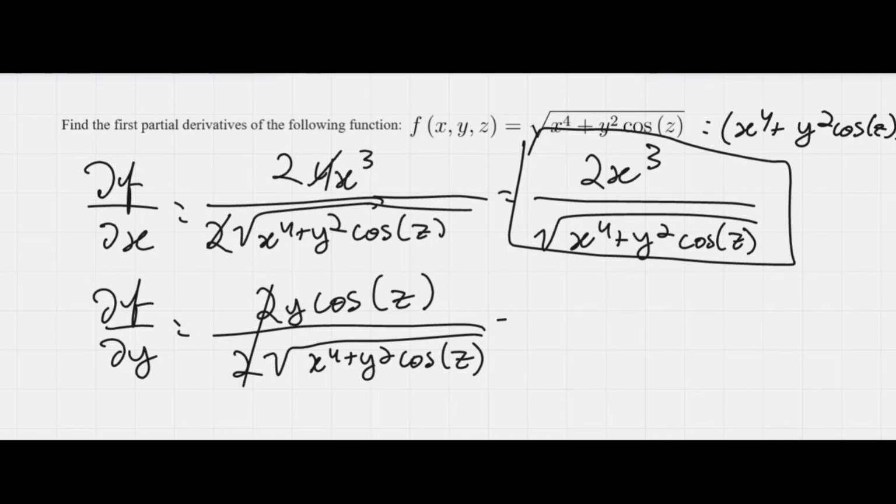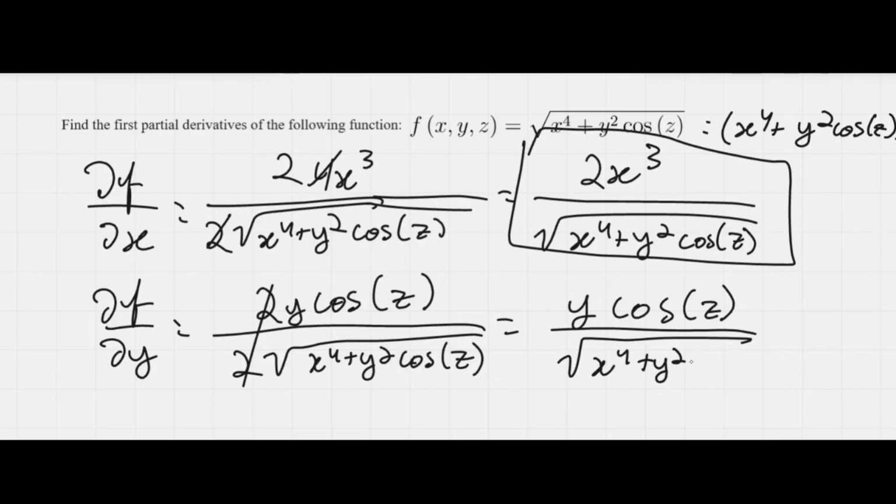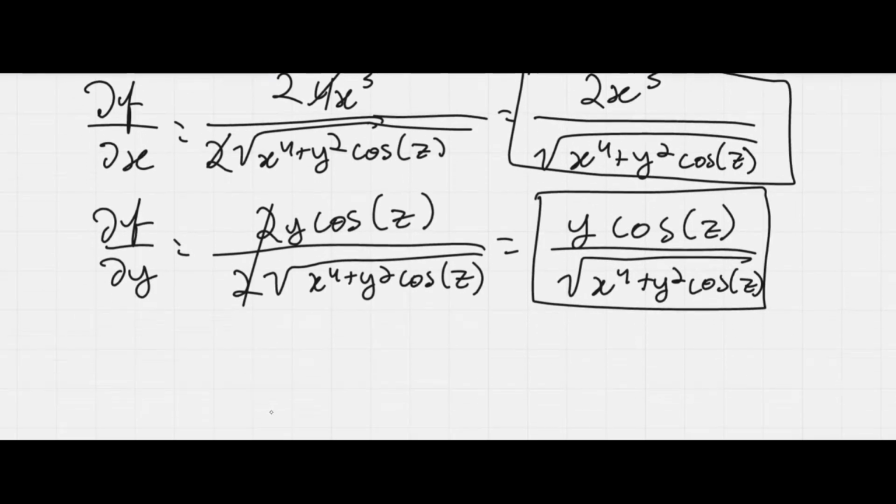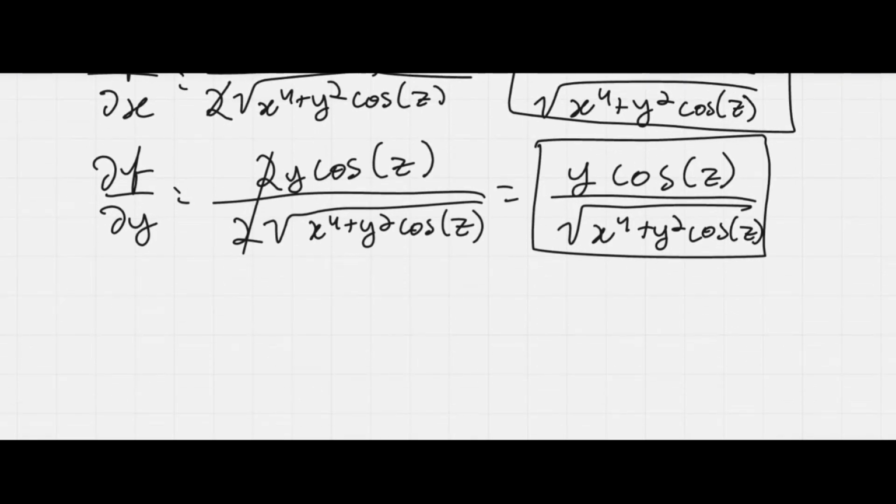Canceling out these two 2's, we're left with y cosine z over the square root of x to the fourth plus y squared cosine z. All right, we're on a roll. We can now do the last and final derivative, which is f with respect to z, with confidence.